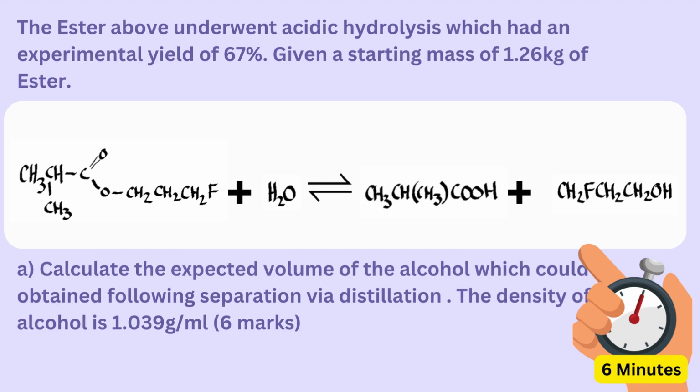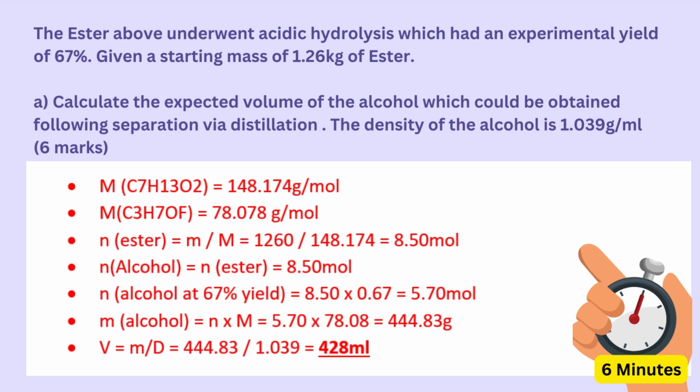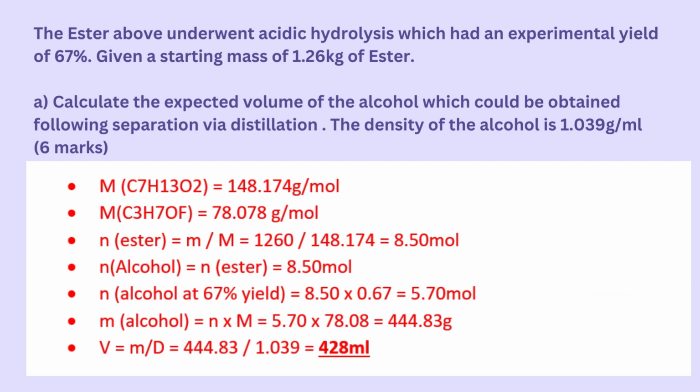Welcome back. Let's go over the marking guide. Check your solution against these points. Did you correctly calculate molar masses? Did you calculate moles of ester and then use stoichiometry, considering the 67% yield, to convert this into moles of alcohol? Did you then convert this into a mass and use the density formula to determine the volume? If you've covered all these bases, well done. These are skills you can confidently apply in exams anytime you need.